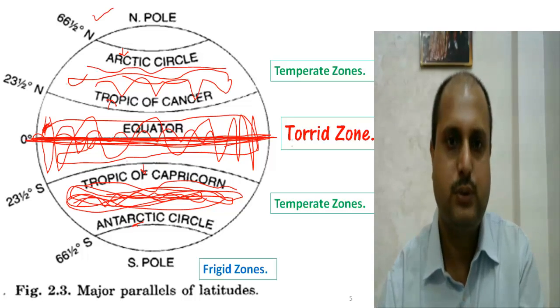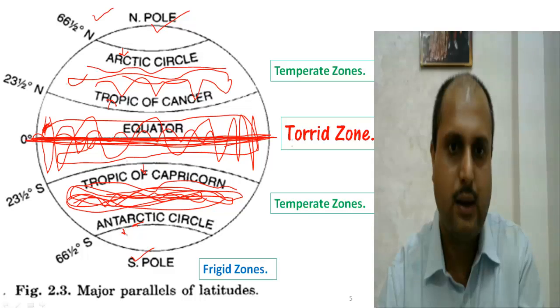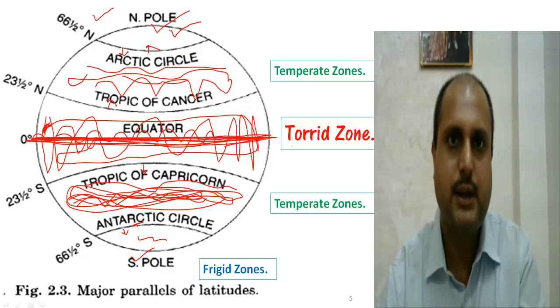Now the frigid zone. The frigid zone is at the North Pole and at the South Pole. The area south of the Antarctic Circle is called the frigid zone, and the area north of the Arctic Circle is also called the frigid zone. In these areas, the light of the sun always falls in a tilted manner, so they do not get direct sunlight, and that is how they remain under the frigid zone.